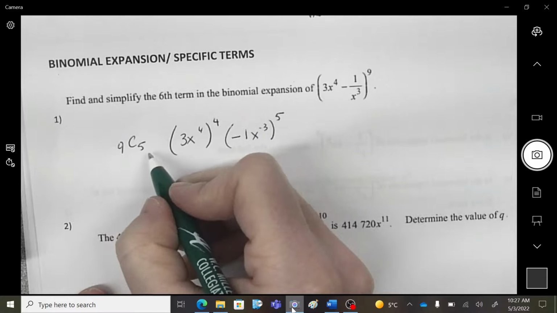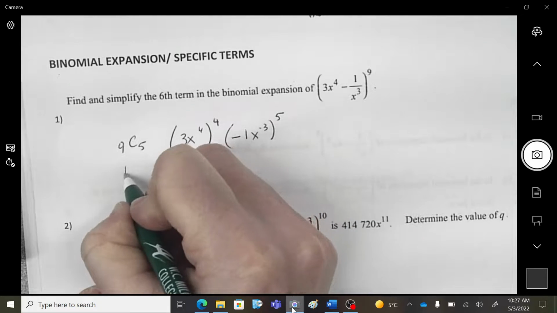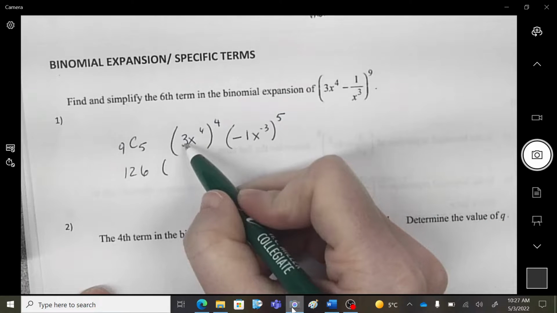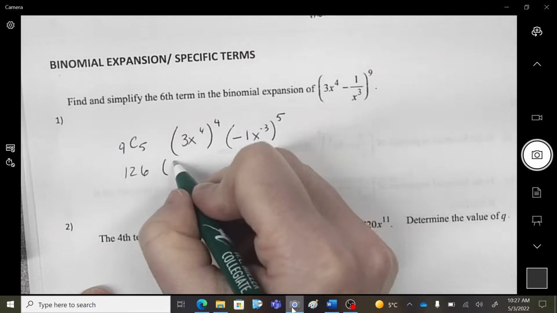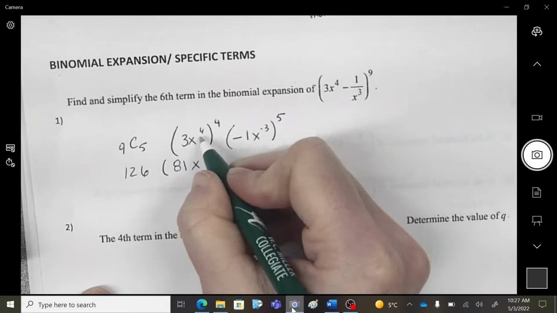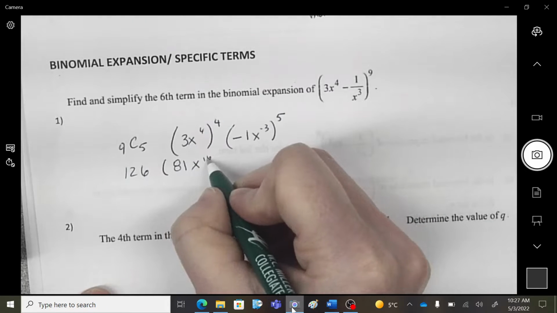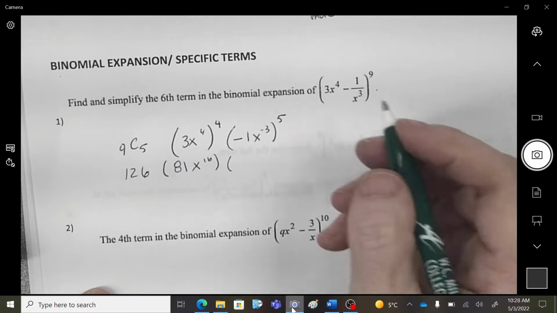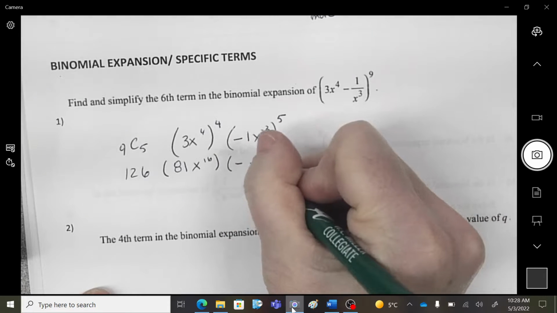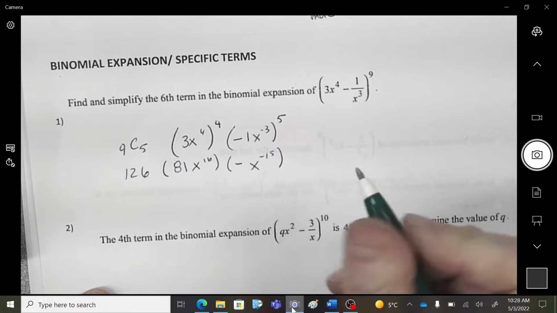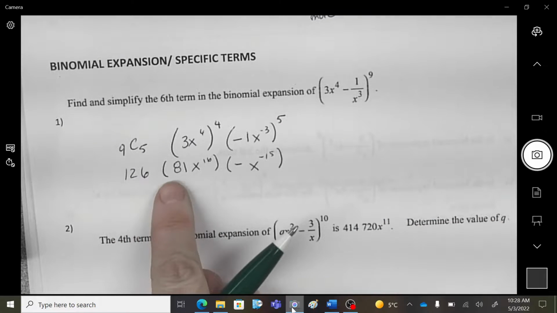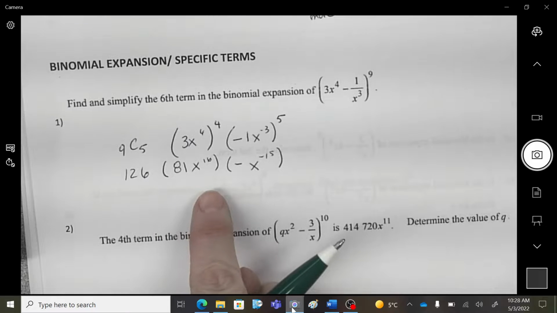Now 9 choose 5 is, in my calculator, 126. I'm going to have to make sure I do the 3 to the 4th, which is 81. And exponent to exponent, I multiply. Negative 1 to the 5th is negative, and an x to the negative 15. So I'm going to multiply those 3 digits together, so 126 times 81 times a negative 1.